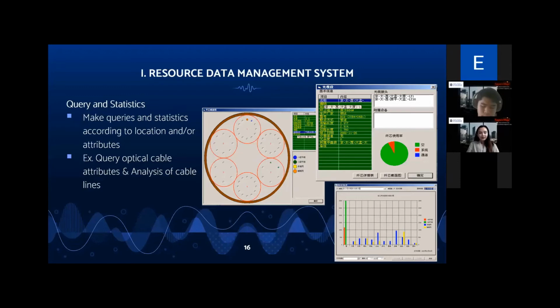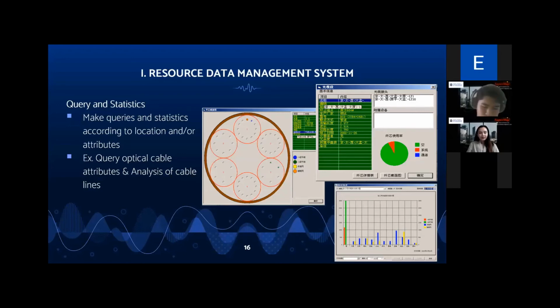The illustration here is a GIS application specifically made for the query and statistics of optical cables. The bar chart and the pie chart show statistics regarding the use and conditions of the selected optical cable. The pie chart shows the load of the optical cable, and the bar chart shows the lengths of these cables in different cities.